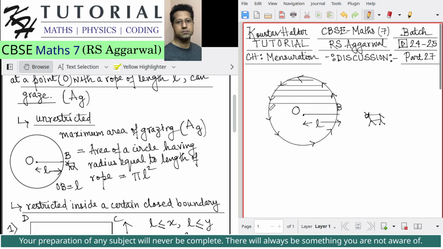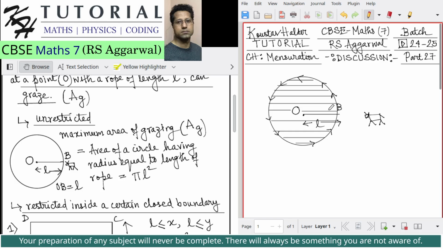Area of the circle. So this is the total area that the cow can graze. Now this will be the total area that the cow can graze if its movement is unrestricted. That is, it is tied in an area which has no boundary. It can go anywhere. That is, its movement is not restricted.